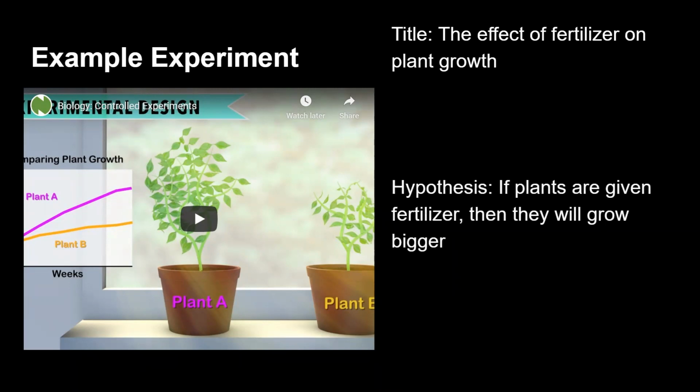And you'll notice that that's different than the hypothesis that they had in the video, but that's okay, because not all hypotheses need to be the same. You could have even hypothesized the exact opposite. If plants are given fertilizer, then they will not grow bigger, which is okay to have as a hypothesis, even though clearly, given this data, that would be false. But just because your hypothesis is wrong, that doesn't mean you failed. It just means you've gotten data that disproved what your initial guess was.